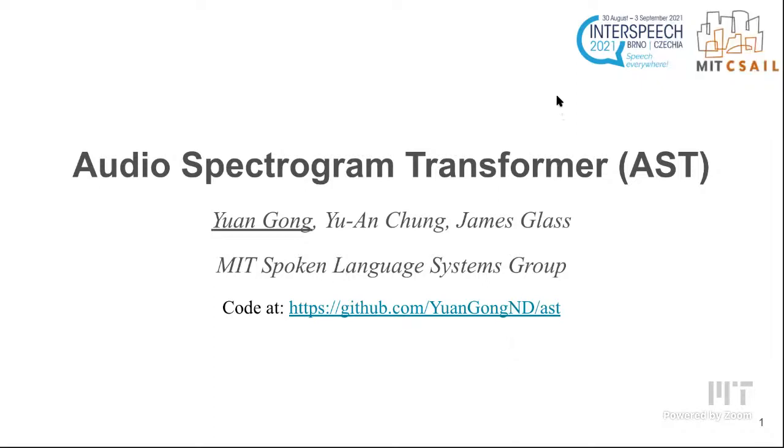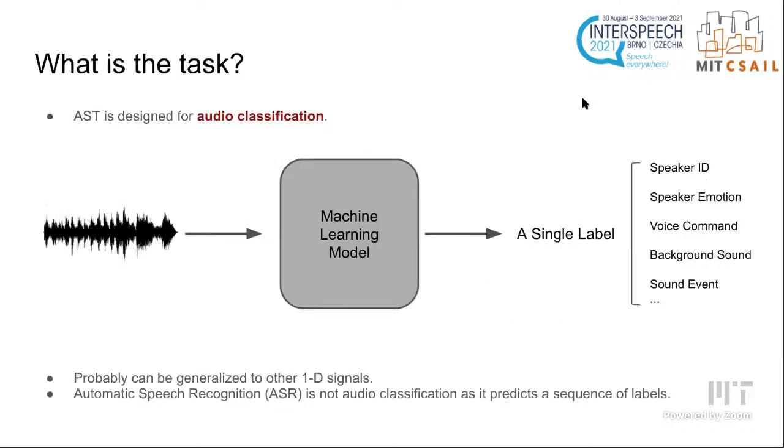Okay, so hi everyone. My name is Yuan Gong, and today I'm going to present our work at Interspeech 2021, named Audio Spectrogram Transformer, or AST in short. It's joint work with Yuan Zhong, James Glass, and me. We are all from the MIT Spoken Language Systems Group. We released code on GitHub if you are interested.